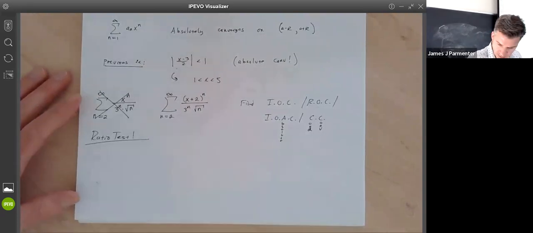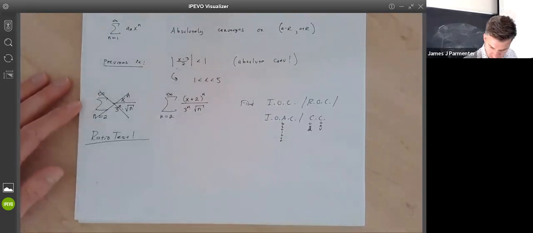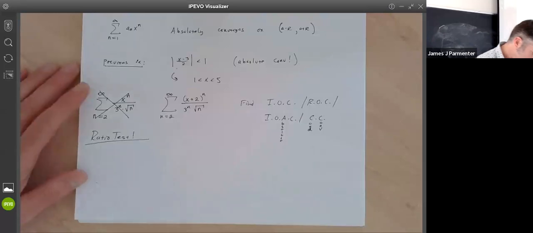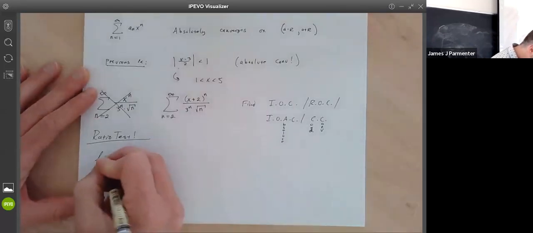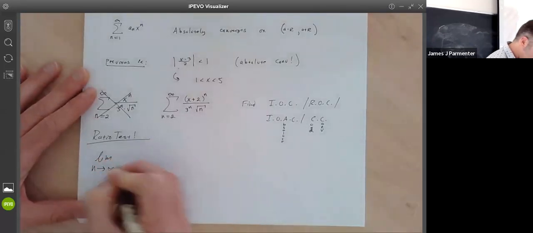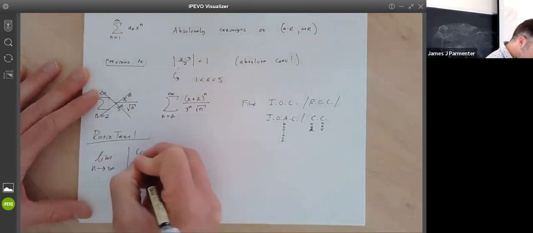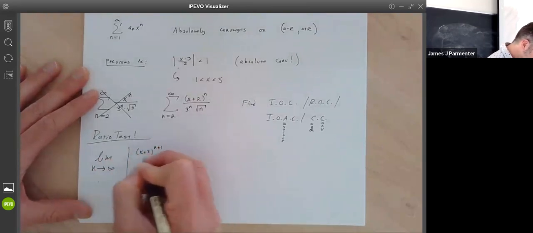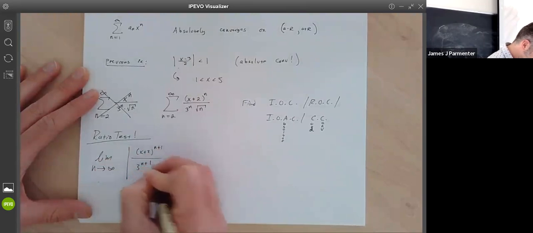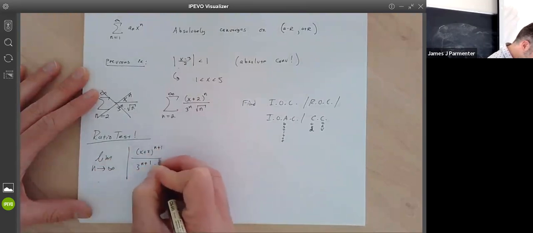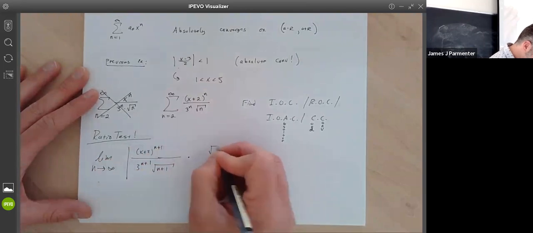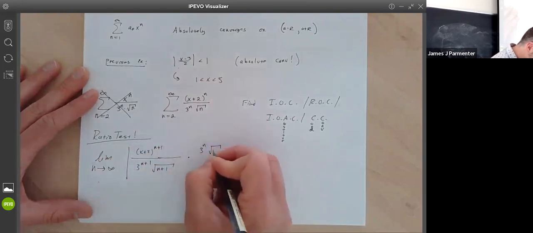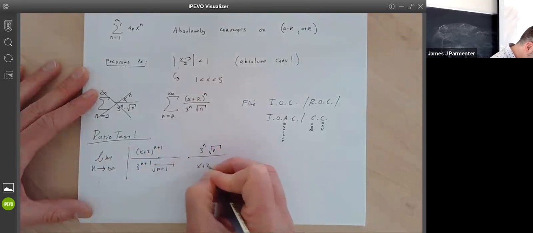Okay, so let's see here. So we're going to do the limit as n goes to infinity. I have (x plus 2) to the n plus 1 over 3 to the n plus 1 times the square root of n plus 1, times the reciprocal, 3 to the n times the square root of n over (x plus 2) to the n.